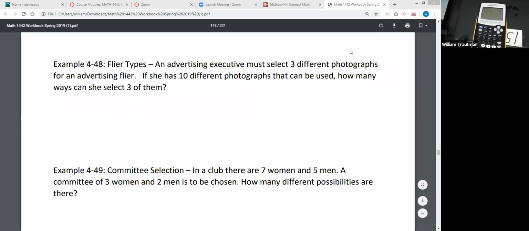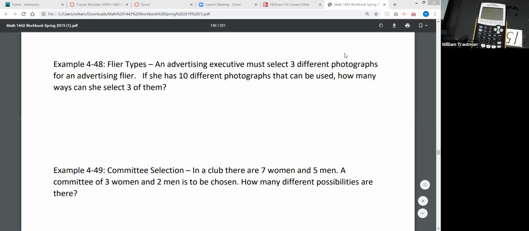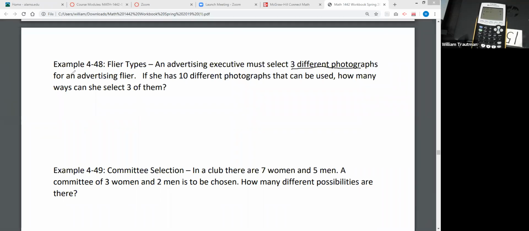All right, so let's take a look at some of these problems. An advertising exec must select 3 different photographs for a flyer. She has 10, and we're going to pick 3. So we could do it like this, or we can do it like that. One of these is correct. So you're picking 3 from 10.